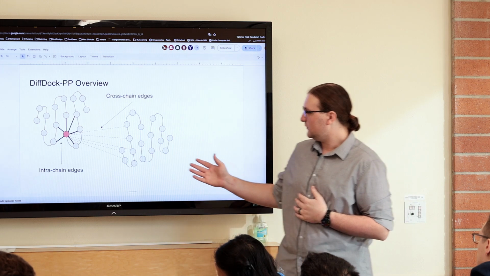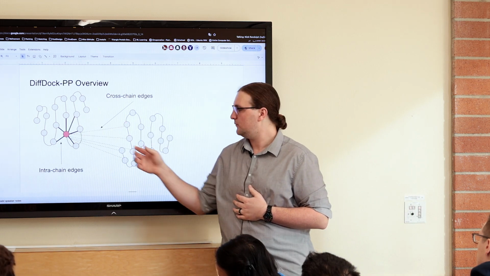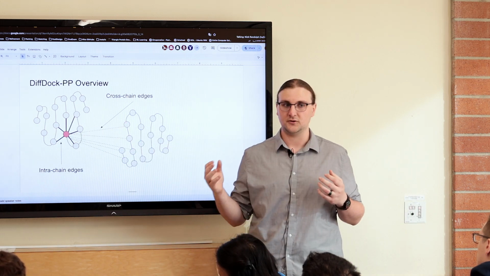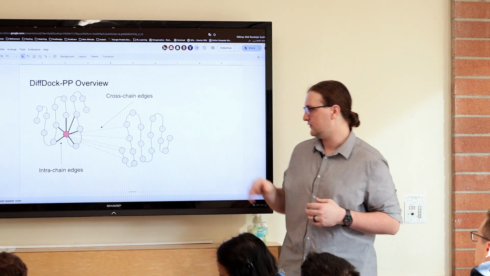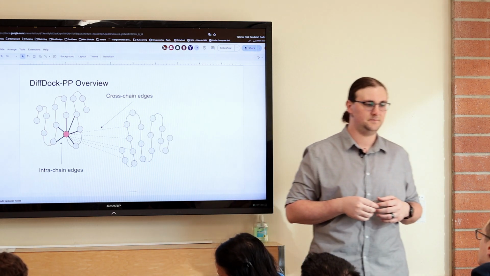And so I just showed this for a single residue, but each residue is connected to its nearest neighbors in its own chain, as well as to the neighbors in the cross chain. So there's a lot of edges and connections here.